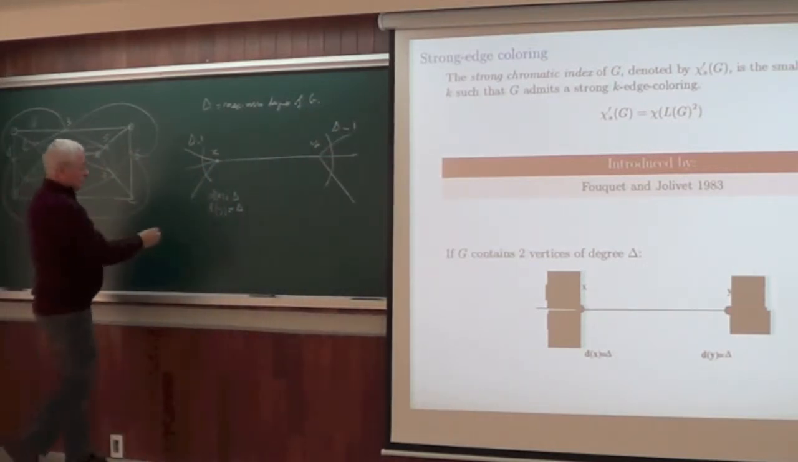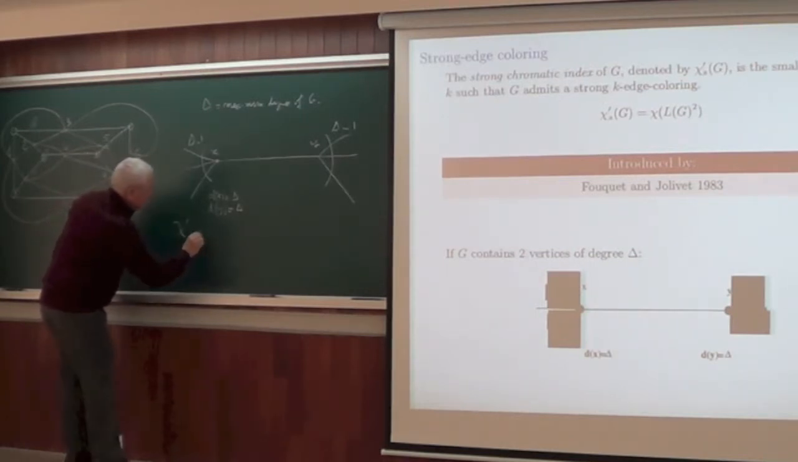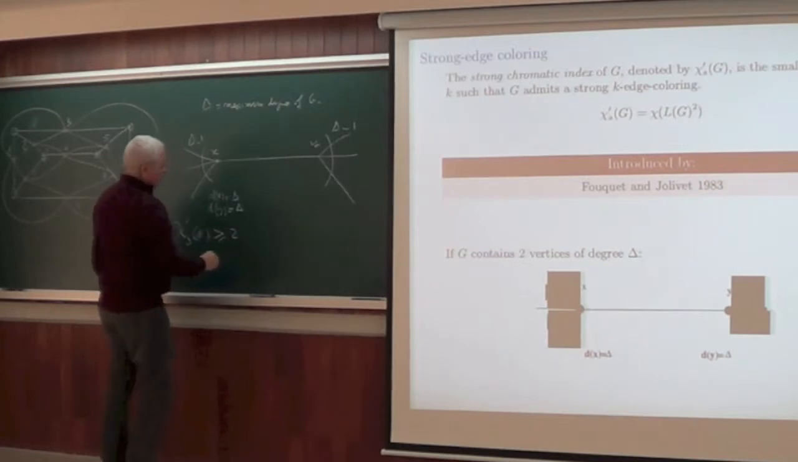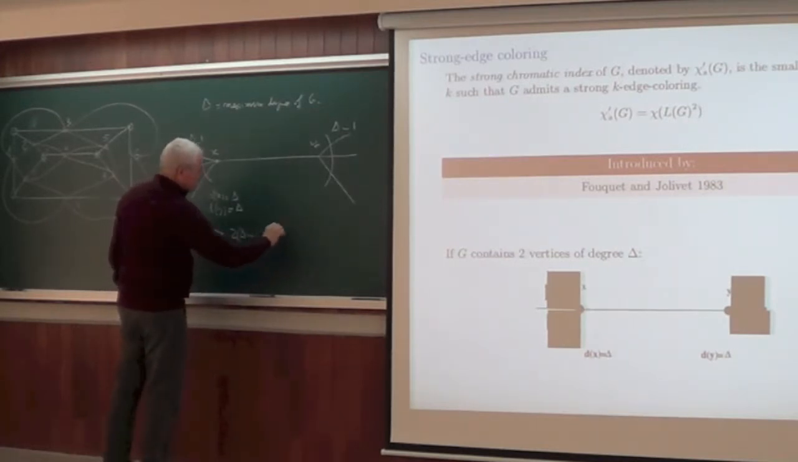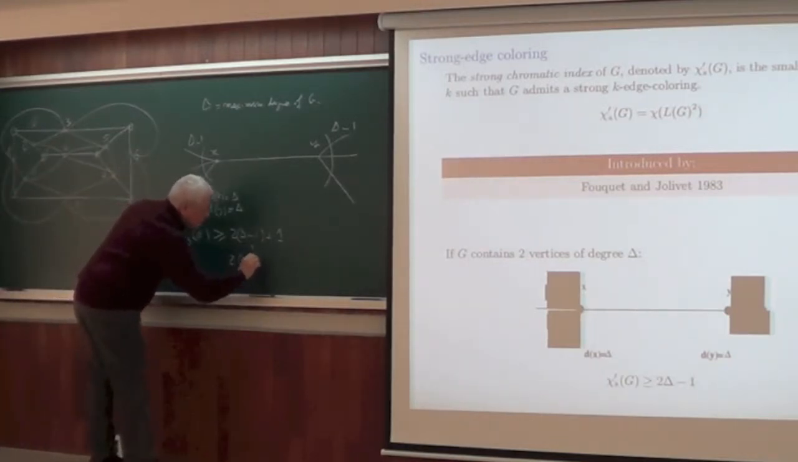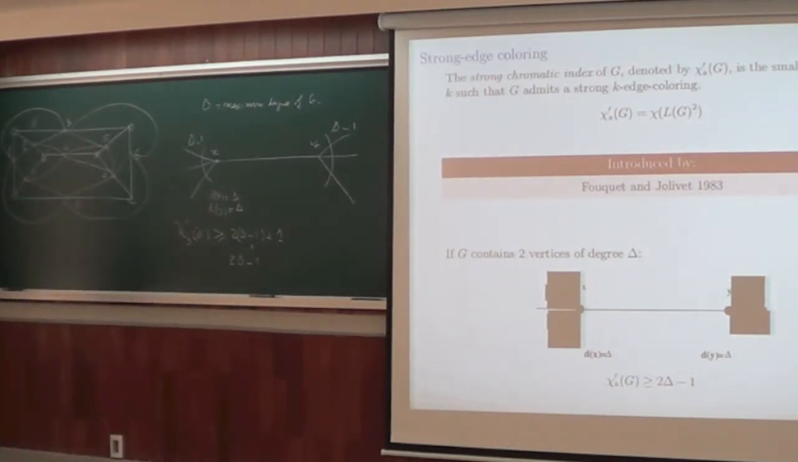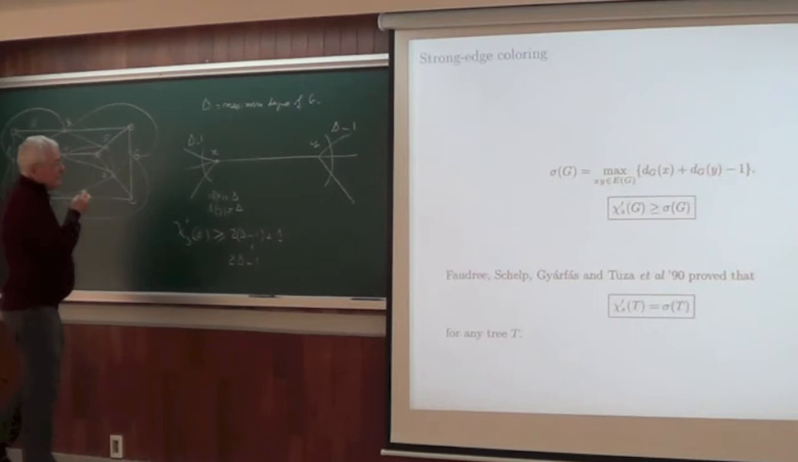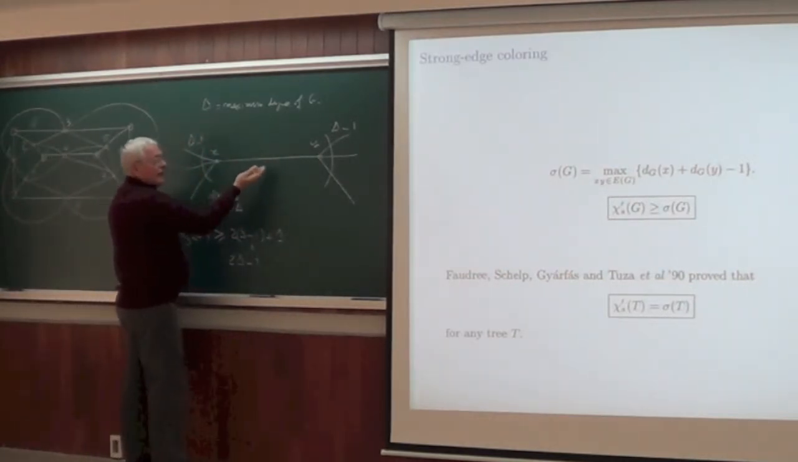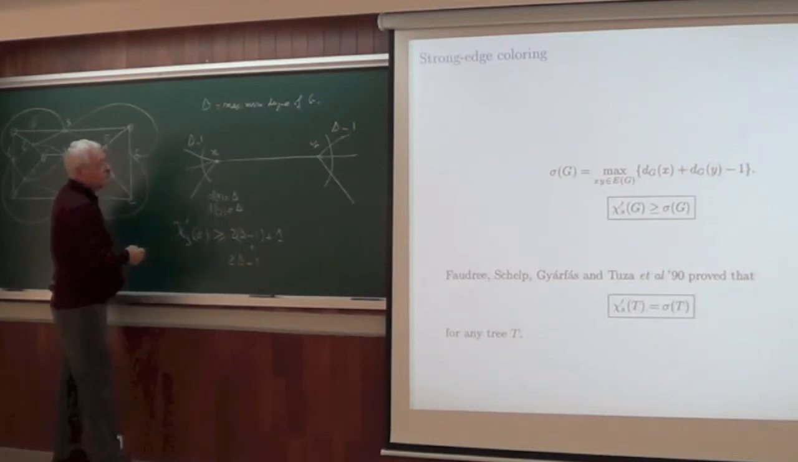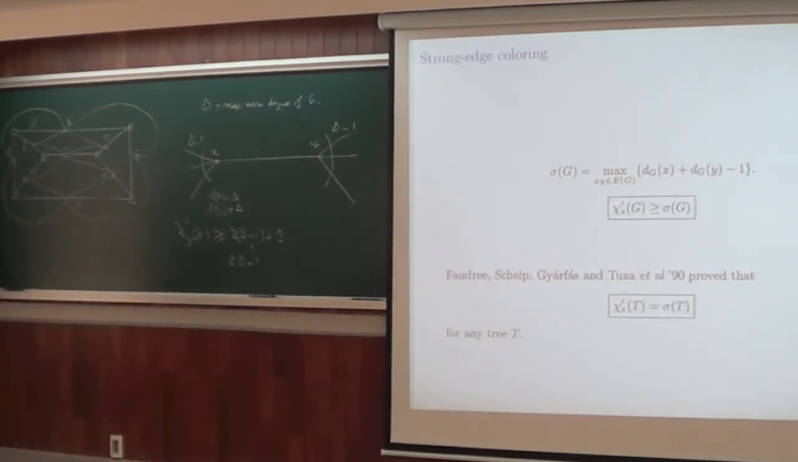So it means that the strong chromatic index of G is bigger or equal to twice delta minus 1 plus 1. So it is equal to 2 delta minus 1. So I have a lower bound. When we have an edge with two vertices having maximum degree delta, we must have at least this number of colors. But in a graph, we have to consider only this.